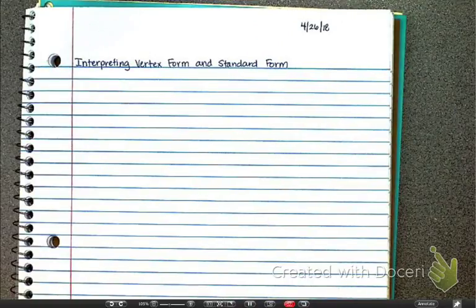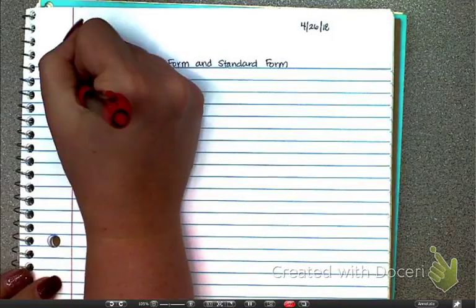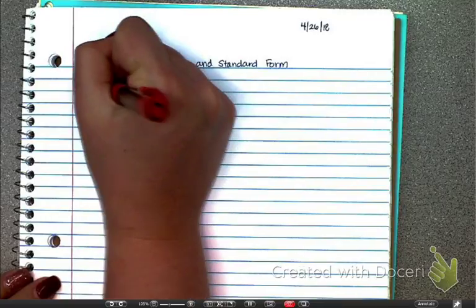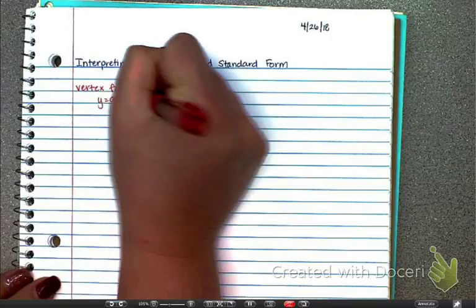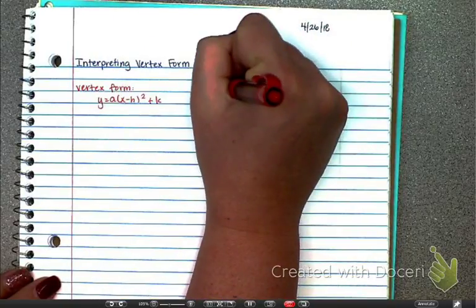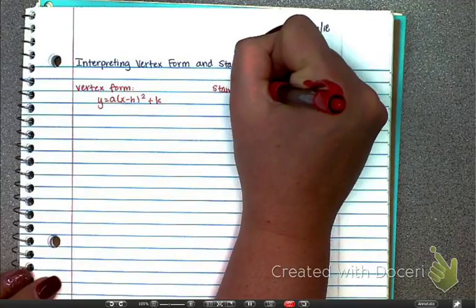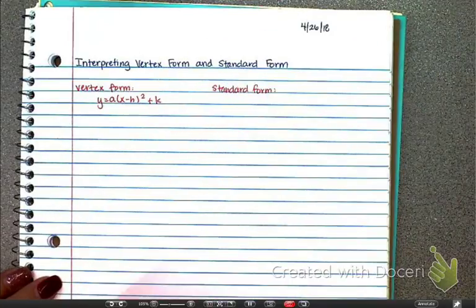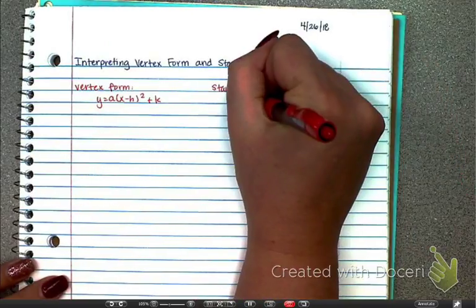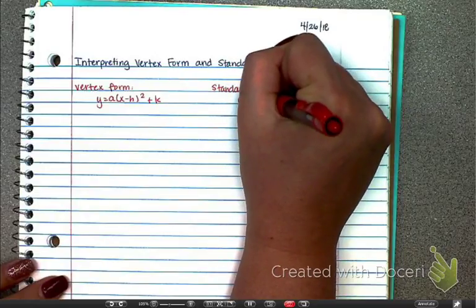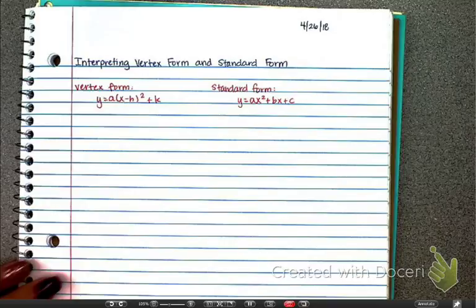Okay, so interpreting vertex form and standard form. There's a few different things we're going to look at today. We just talked about what vertex form was, right? Y equals, we'll just write it again, just to be sure. So vertex form, y equals a times x minus h squared plus k, where standard form is what? Does anyone know? Y equals ax squared plus bx plus c, which is what we've been dealing with all semester.